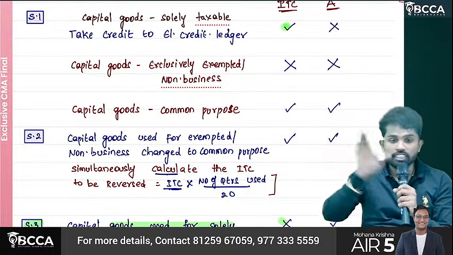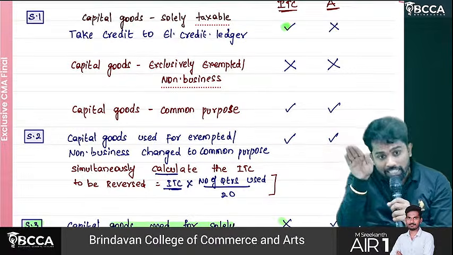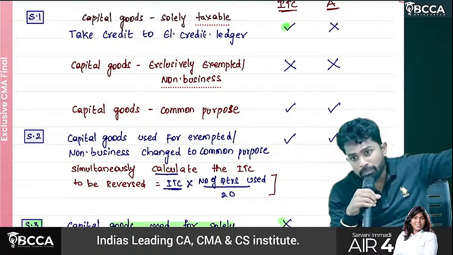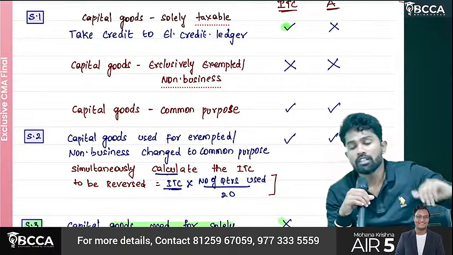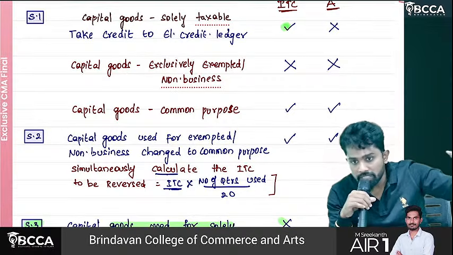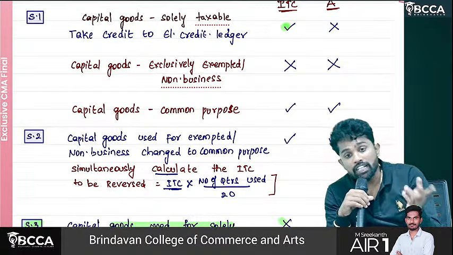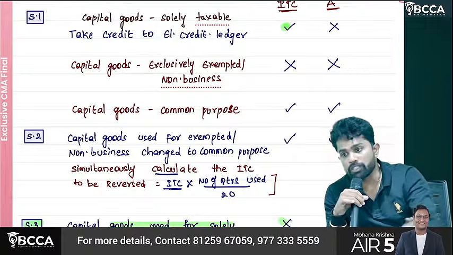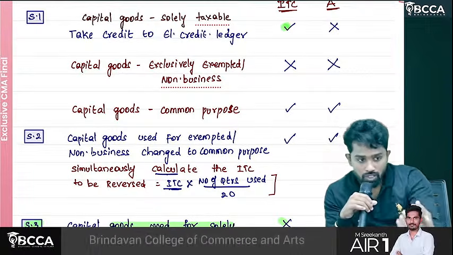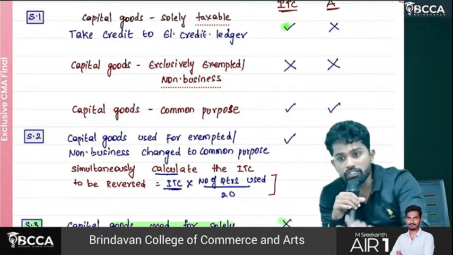What is this? This is not a current month purchase. But current month what happened? Even though it was purchased 1 year, 2 years back or any time. It's okay, not current period, sir. Somewhere in the past it was purchased. Now in the current month, it was shifted from exclusively exempted or non-business purpose to common purpose. So now we can avail ITC and even we should mark it as what?